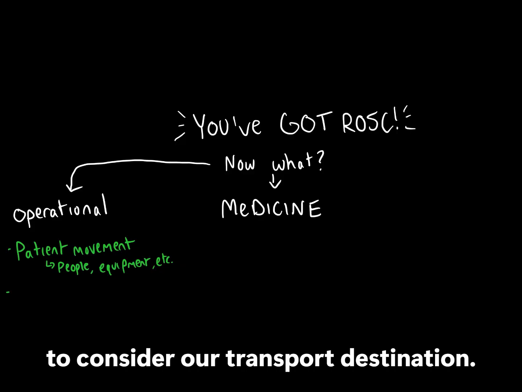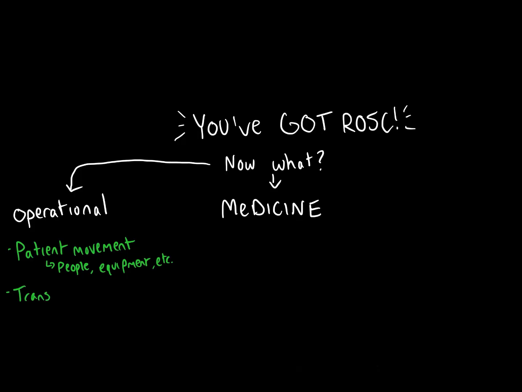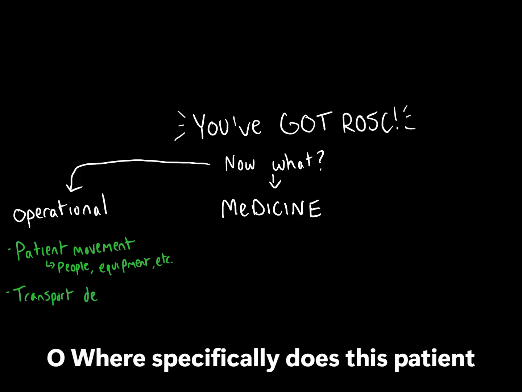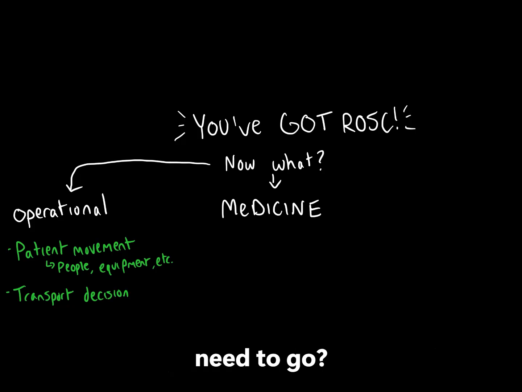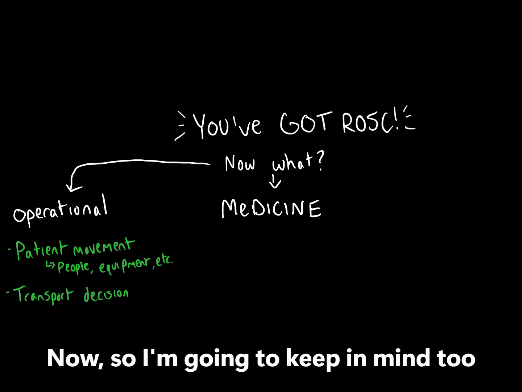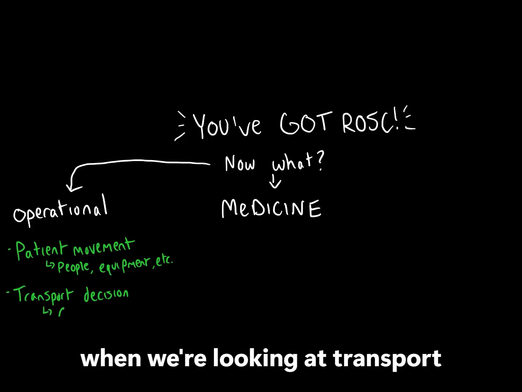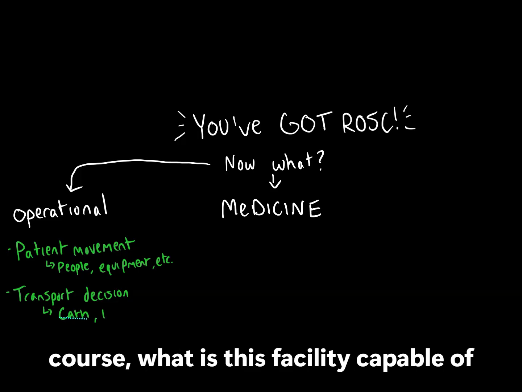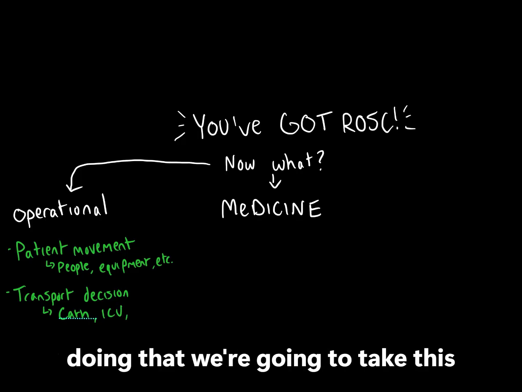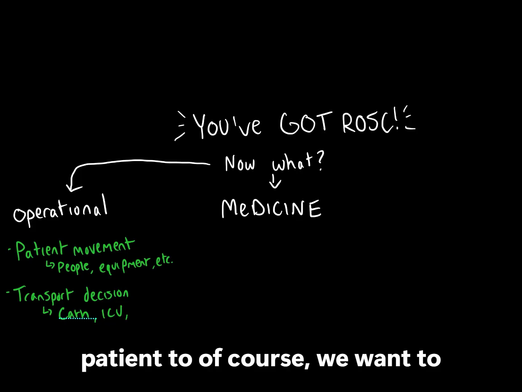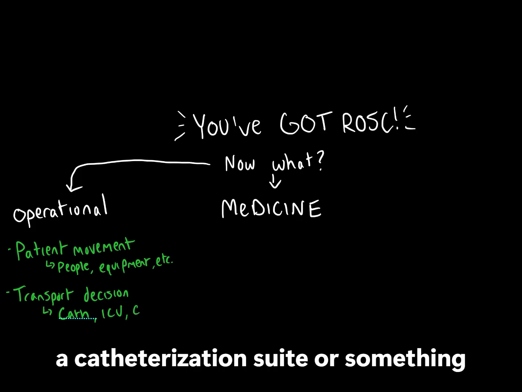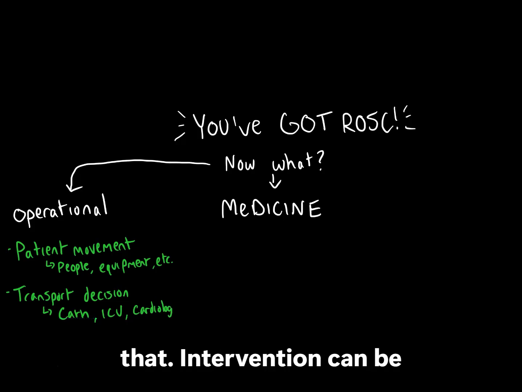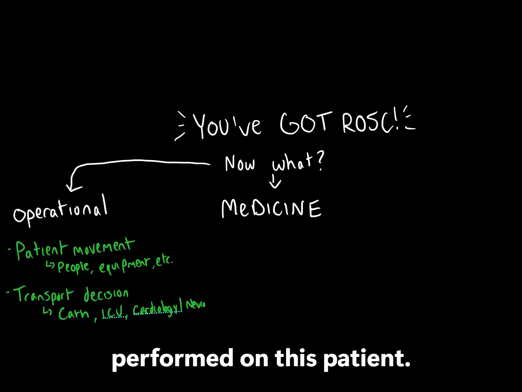We also want to consider our transport destination. So, where specifically does this patient need to go? Now, something to keep in mind too when we're looking at transport destination is, of course, what is this facility capable of doing that we're going to take this patient to? Of course, we want to consider the fact that they should have a catheterization suite or something that intervention can be performed on this patient.